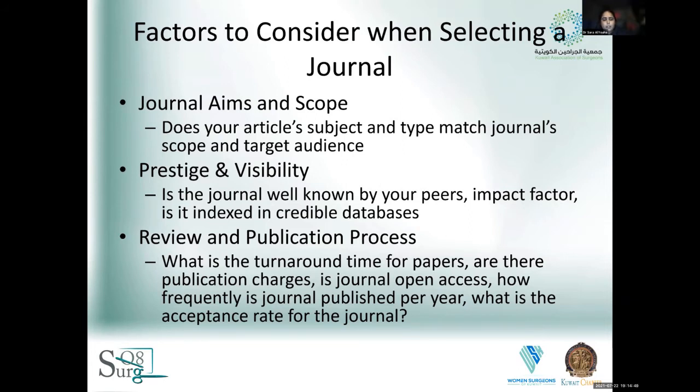One thing I'd give you as a tip is to look at the publication process and the review. What is the turnaround time for a paper? Are there charges? Is it open access? How frequently is it published? What's the acceptance rate? These metrics just give you an idea of how fast the process will move for you. If the turnaround time is like, I don't know, 8 months, it's probably not even worth your time, even if it's a high impact journal.